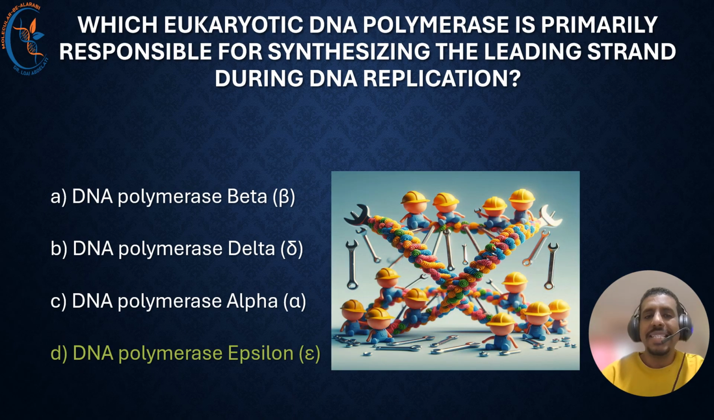Which eukaryotic DNA polymerase is primarily responsible for synthesizing the leading strand during DNA replication? Actually, in eukaryotic cells, DNA polymerase epsilon is primarily responsible for synthesizing the leading strand during DNA replication. It works alongside other enzymes such as DNA helicase, primase, and DNA ligase to ensure that the leading strand is synthesized smoothly and without any error. Okay, so the correct answer is DNA polymerase epsilon. Let's move to the next question.